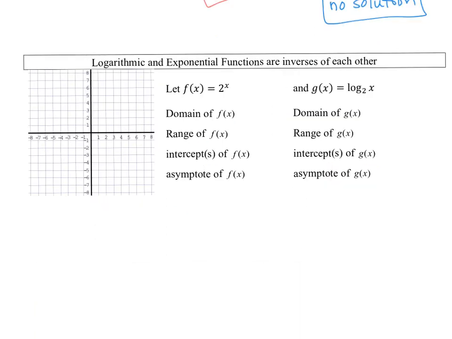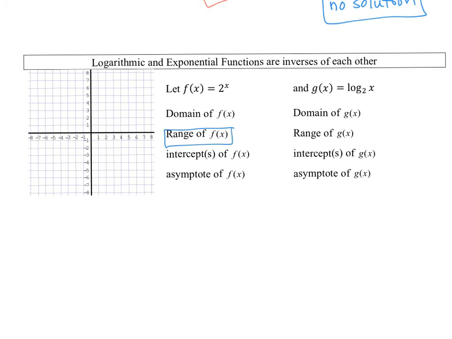Okay, next we are going to consider the graph of logarithmic functions. Before we start considering the graph of the log all by itself, I'm going to consider the exponential graph because I do know they are inverses of each other, so I can kind of see how they relate to each other. So first, I'm going to graph f of x equals 2 to the x.